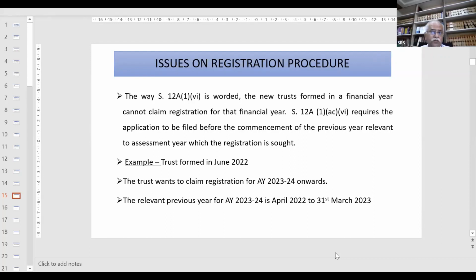On 28 February 2022, you are not even in existence. How could you have made an application like this? You couldn't have made an application. And therefore, as the law stands today, you may not get the benefit for the assessment year 23-24. This was pointed out when the TOLA itself came, but so far no amendment has been made. We hope that the Parliament will wake up to this issue and make it 1 month prior to the commencement of the assessment year, not the previous year.